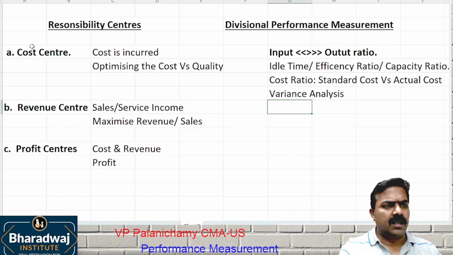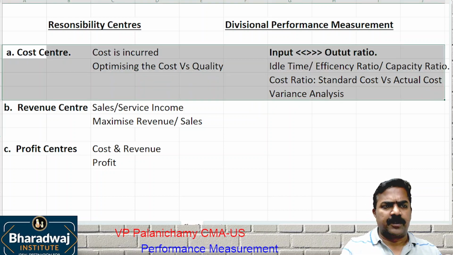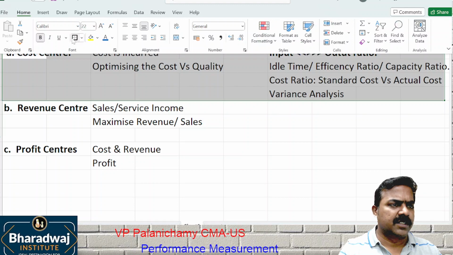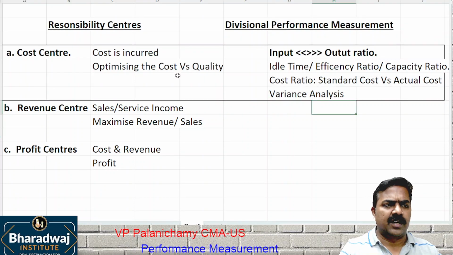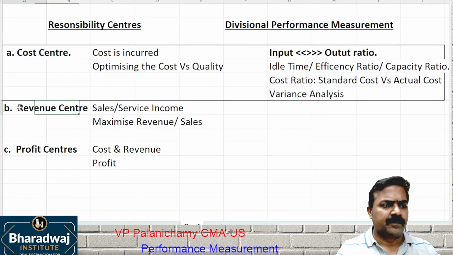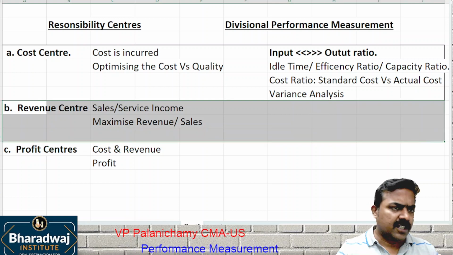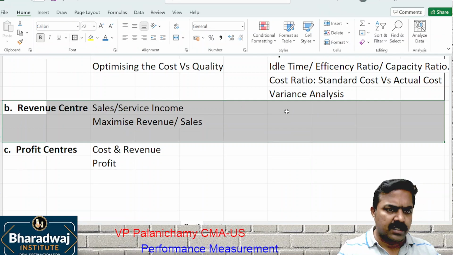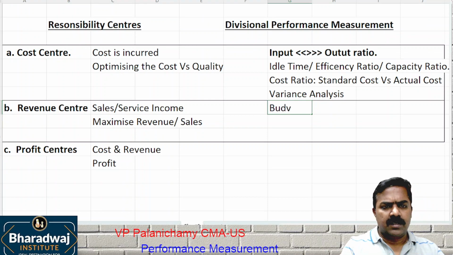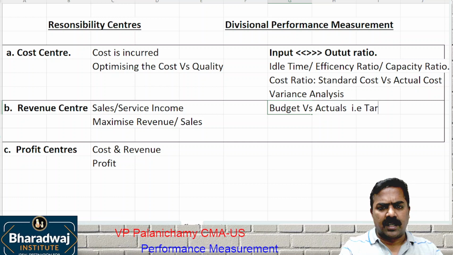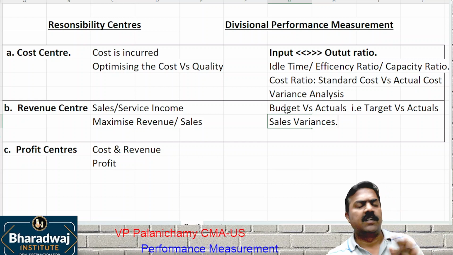This is the method of performance evaluation for a cost center. For a revenue center, the performance appraisal can be based on budgets versus actuals, that is target versus actuals. We can do sales variances, or we can work out sales variances of different divisions and departments.